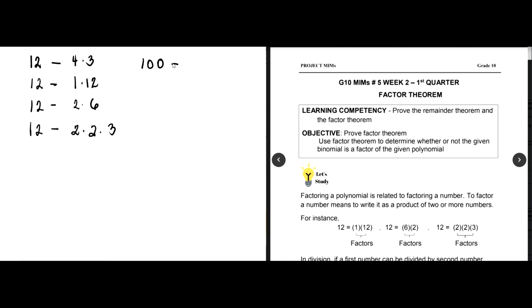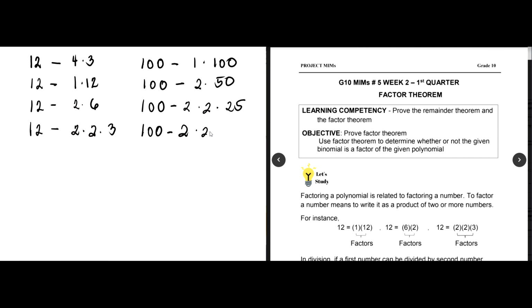For example, what are the factors of 100? That's 1 times 100. What else? 2 times 50, so the factors of 100 are 2 and 50. Then 50 can be made smaller: 2 times 25. And 25 can also be made smaller. So 2 times 2 times 5 times 5. These are all factors of 100.